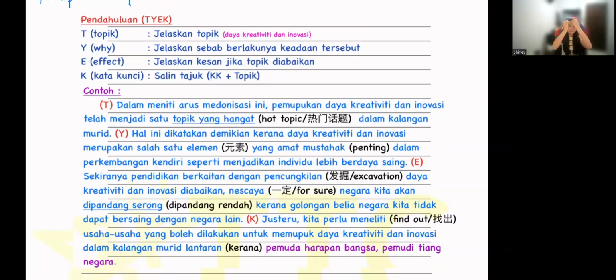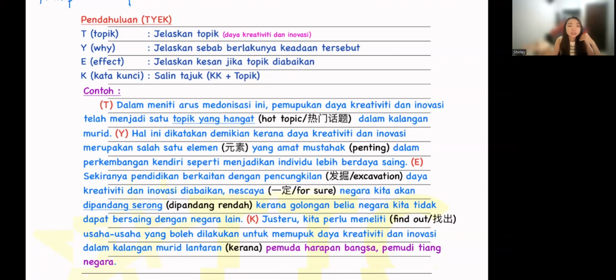Okay, come, let's continue. But now we want the T-Y-E-K: Topic, why, effect, and also the kata kunci. So the first question, you need to jelaskan topic. The jelaskan topic here means explain. I'm not asking you to give me the definitions of apakah itu daya kreativiti dan inovasi. Tak perlu. Why? Because if your teachers need the maksud, the makna, the definition, mereka boleh merujuk kepada kamus ataupun Google, okay? So you do not need to give them the definitions, but you need to explain in terms of what is a phenomena. What is the keadaan, what is the situation, what is the phenomena towards the topic?